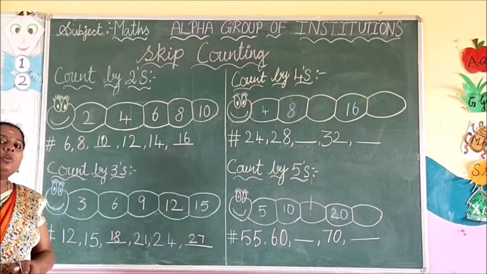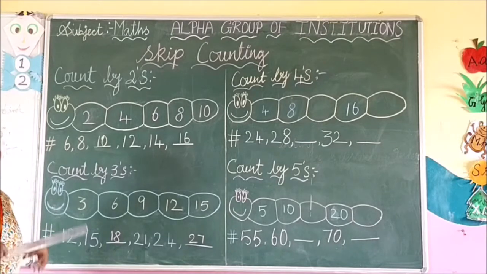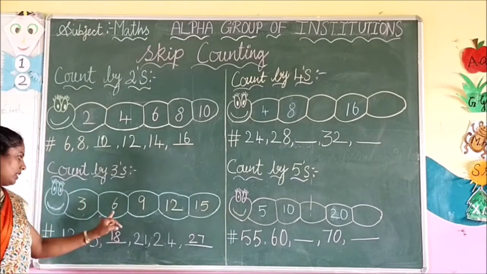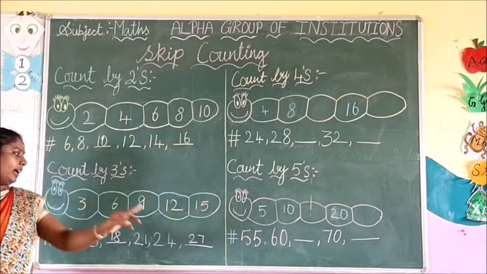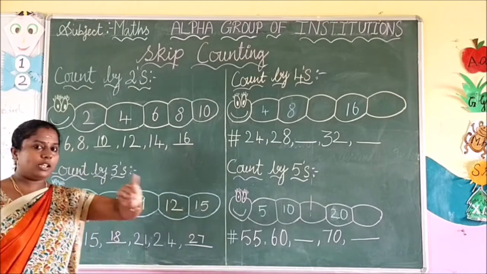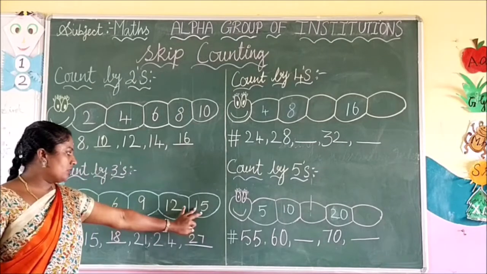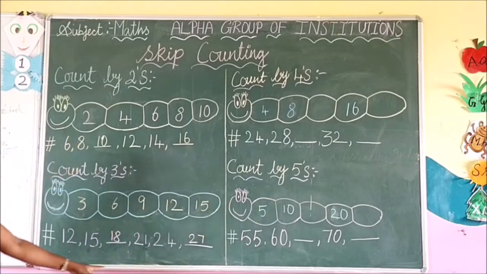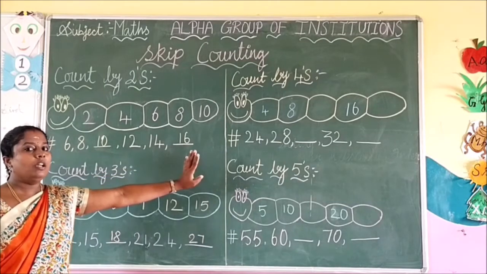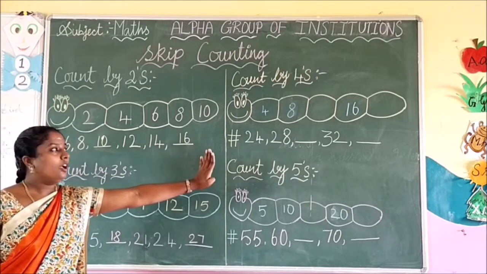That means we have to skip 3 numbers, or between two numbers we skip 3 numbers. So after 3, 4, 5, 6. After 6, 7, 8, 9. 9 we got. After 9, 10, 11, 12. After 12, 13, 14, 15. So 15. It's like this. Now shall we move on to count by 4s?